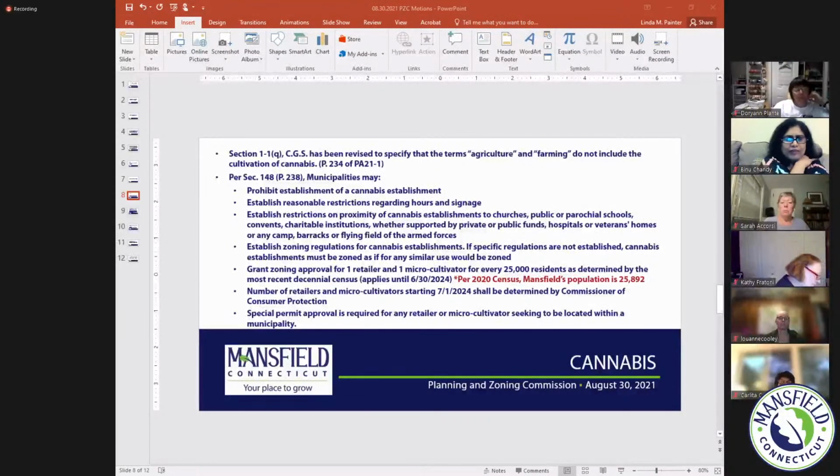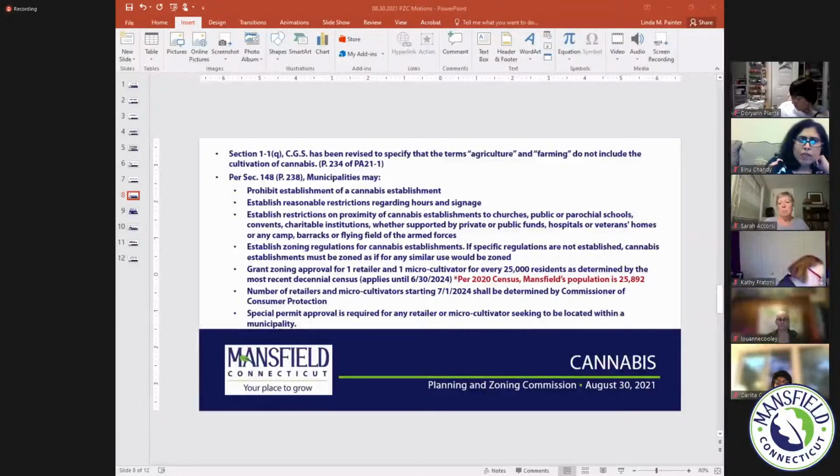You can establish zoning regulations for cannabis establishments. If the town decides not to classify a cannabis establishment differently, we have to treat it the same way as we would treat any other similar use. For example, if a retail establishment for cannabis wanted to open, we would treat it the same way we treat retail in all of the districts. In some districts, for example downtown, it's permitted by right because retail is one of the uses permitted there. In most of our other districts right now, retail is allowed by special permit.